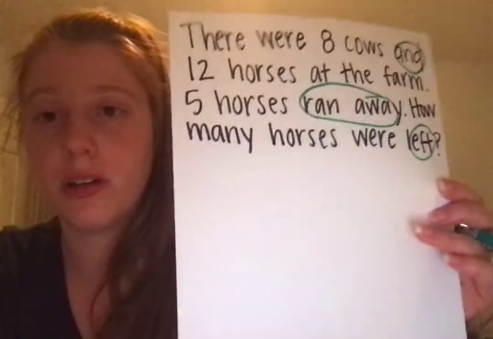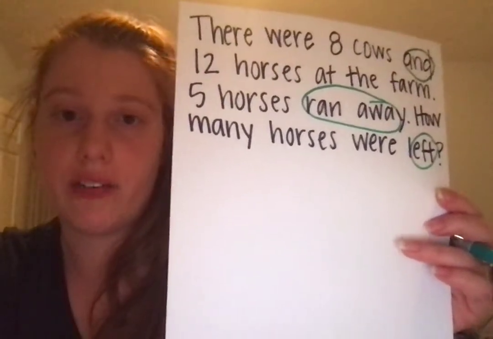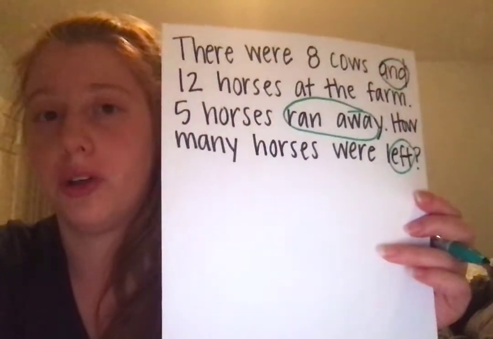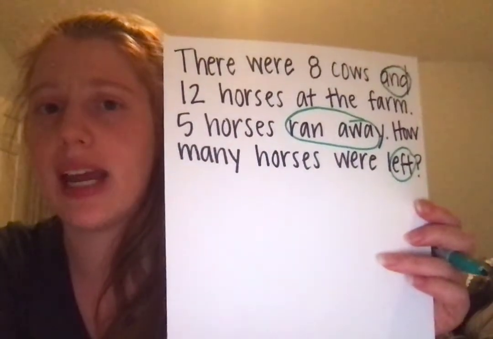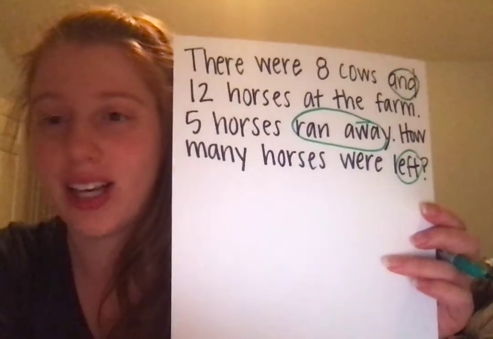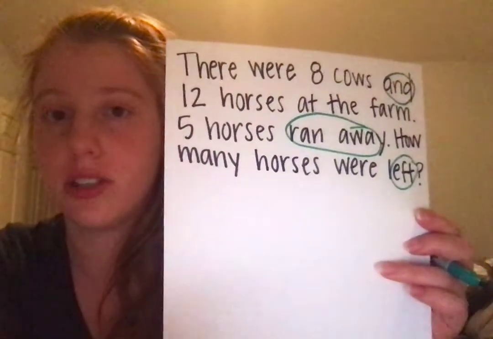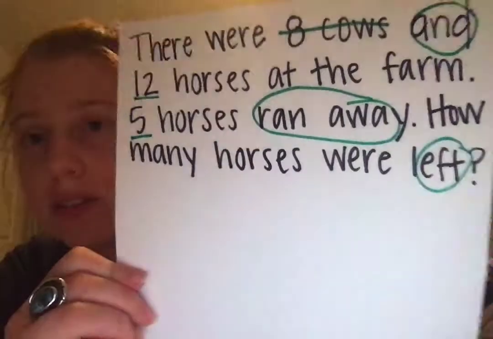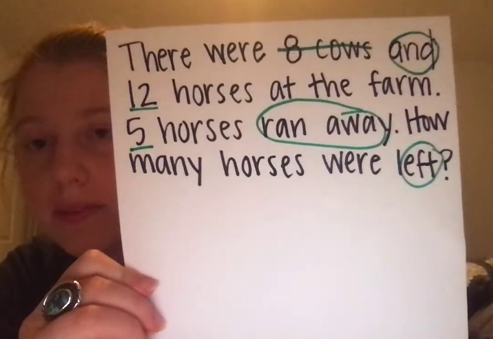All right, now we're going to see if there's any unnecessary information. Our question is, how many horses were there? The first sentence says there were 8 cows and 12 horses at the farm. We just said that we're not worried about the cows. So the cows seem like unnecessary information. So I'm going to cross that out. That means that my important numbers are 12 and 5.